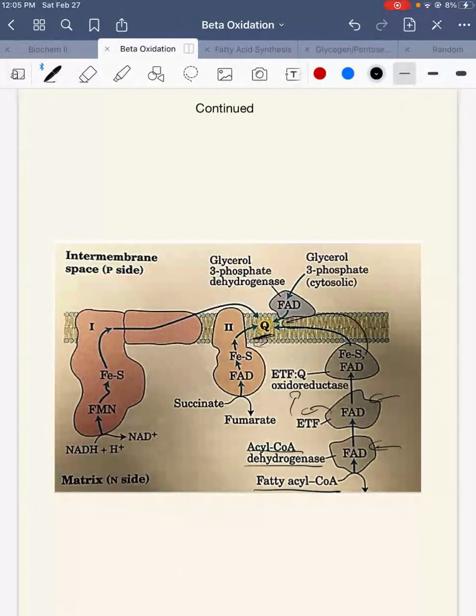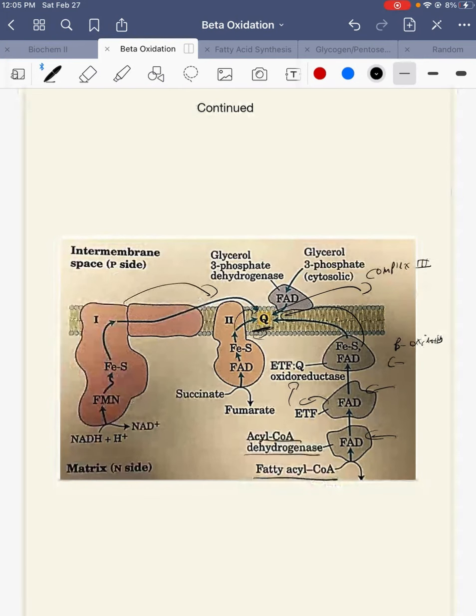so this is coenzyme Q. You can enter through complex 1, you can enter through complex 2. This is entering through beta oxidation. Coenzyme Q can then go into complex 3 and then go through the Q cycle, give the electron to cytochrome C1. Cytochrome C1 can give it to oxygen, and then you'll run your electron transport chain.